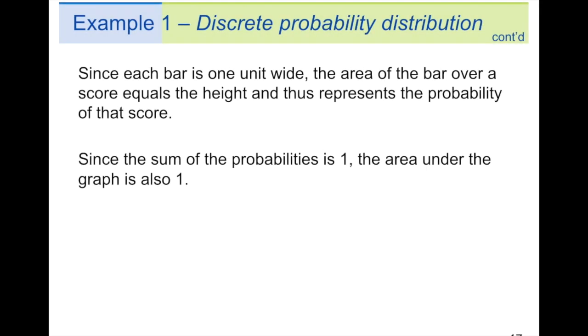Since each bar is 1 unit wide, the area of the bar over a score equals the height and thus represents the probability of that score. Since the sum of the probabilities is 1, the area under the graph is also 1.